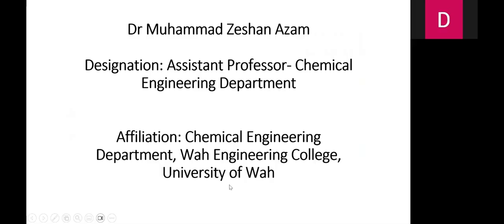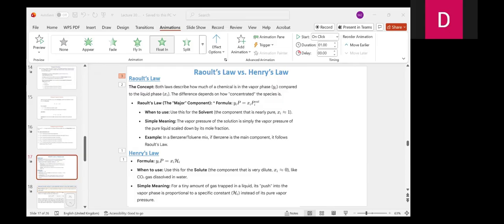I've been working here for 1 year, and today I'm going to present a topic that is very common in chemical engineering subjects and very helpful for the students. It is Henry's law and Raoult's law, which are usually used for vapor liquid equilibrium calculation. So we will begin with this.